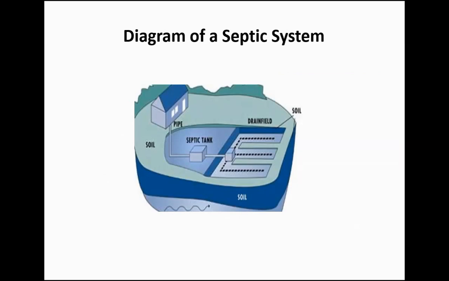This is a typical diagram of a septic system, which consists of a septic tank and a drain field. Wastewater enters the tank, gets primarily treated, gets discharged to a drain field, and is finally treated by the soil.